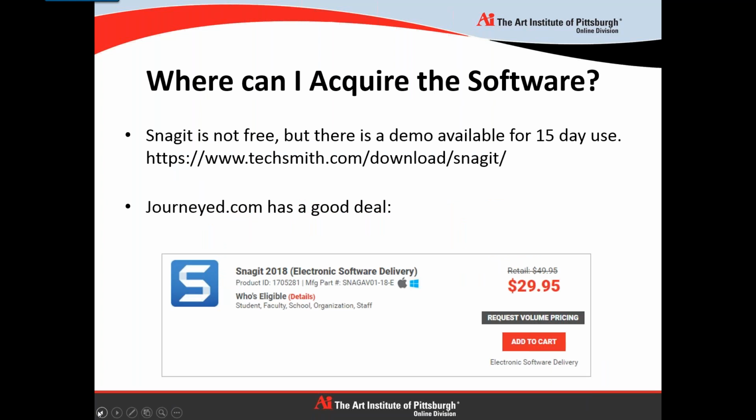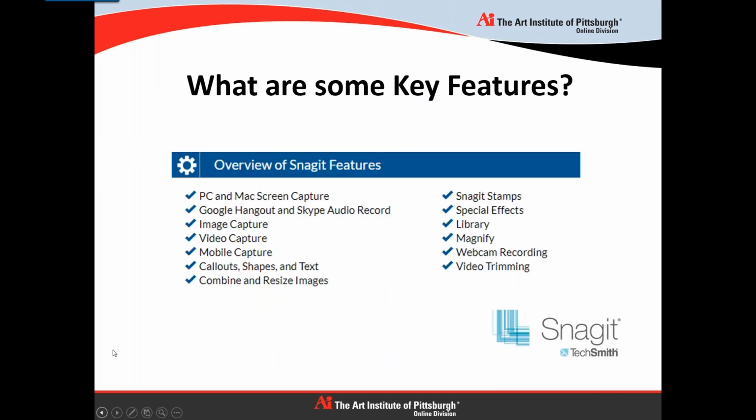Some features that you may not have been aware of: it's compatible for Mac and PC, which is nice. It does allow you to do some Google Hangout if you use that, and Skype audio recording. It does image capture, as I mentioned, some video capture, mobile device capture, callouts, shapes, and text. And that's quite interesting too. I'm going to show you that, and I think some of those particular features go far above and beyond what Jing can do if you've been a Jing user for years, and I know I have been.